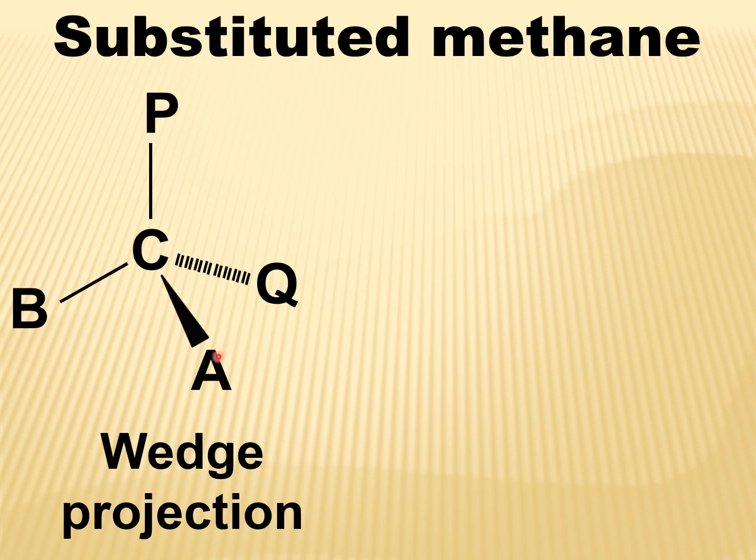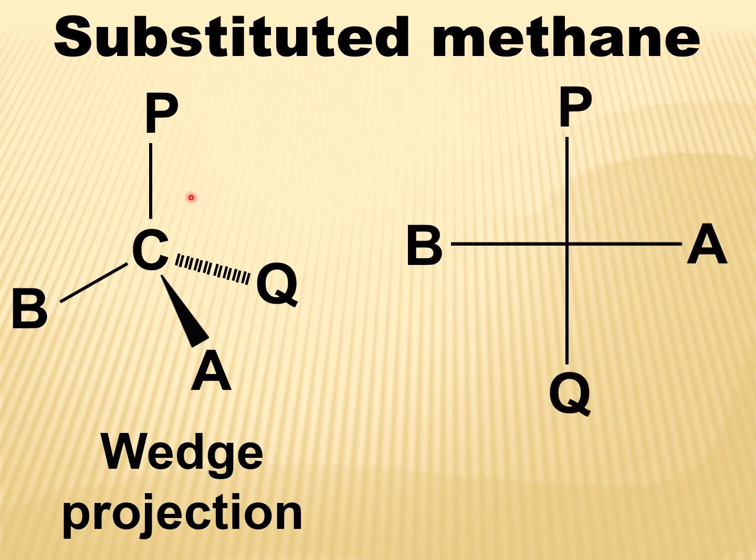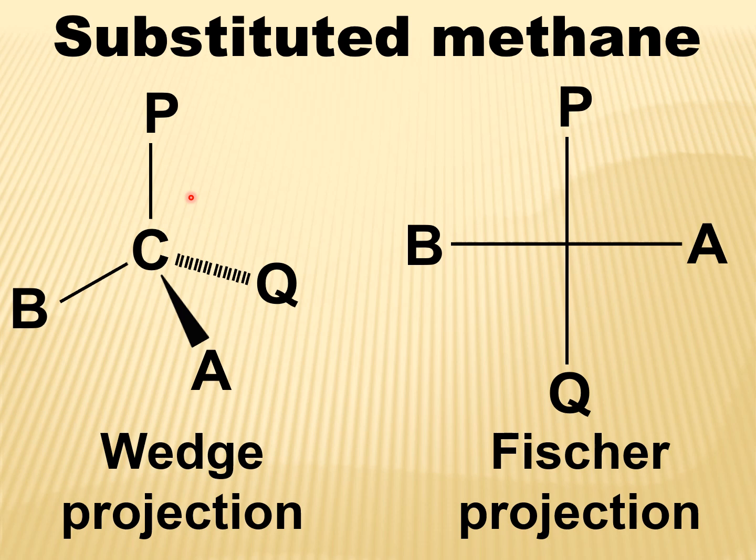Now if you take this wedge projection and if you compress it on a wall, suppose you just press it from this direction, you will get a planar structure, and that structure will look something like this, and this is called the Fisher projection. So just press this on a wall. So the group Q, it will come down. This group A, it will go up, it will flatten, and you get a structure like this. So A, B, P and Q. So this is the Fisher projection. So Fisher projection is a planar representation of wedge projection.